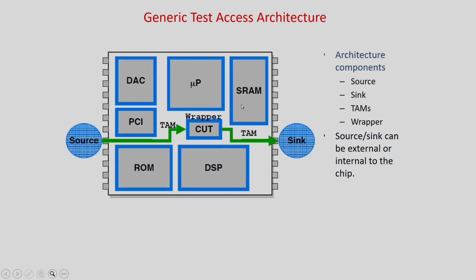A simple architecture shows that maybe I am going to test this CUT. So this is the source and sink. Source and sink means this may be the ATE, this is also the ATE. But this is the wrapper. The wrapper will tell the protocol how this test access mechanism, or how the pins, will be connected to the wrapper to test the core. And what is a TAM? TAM is how you connect the source and sink to the CUT.